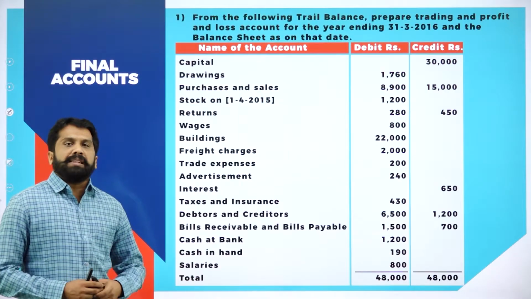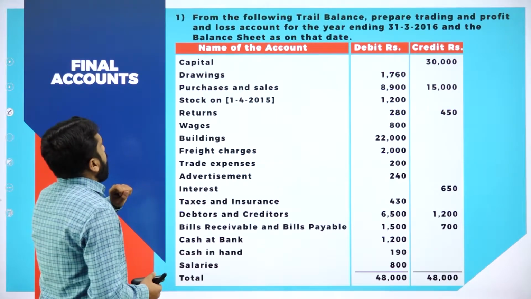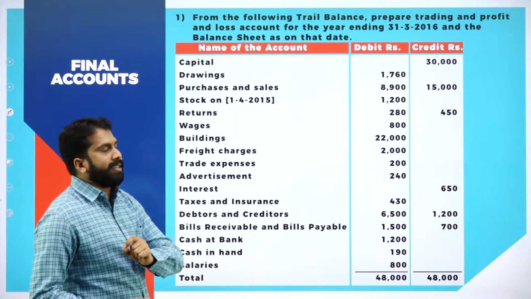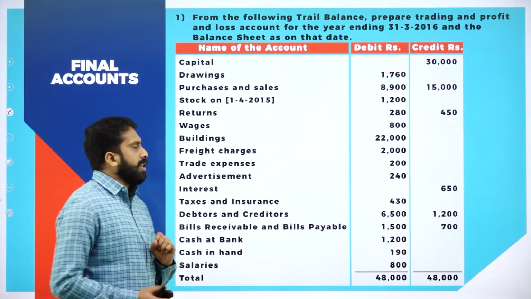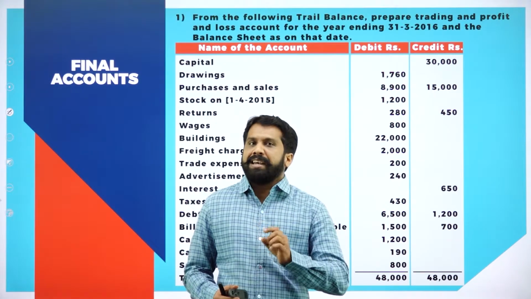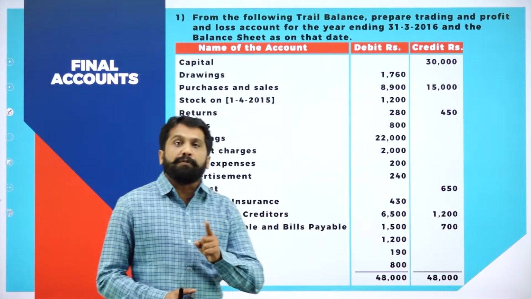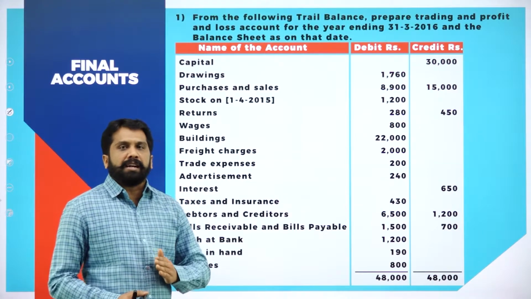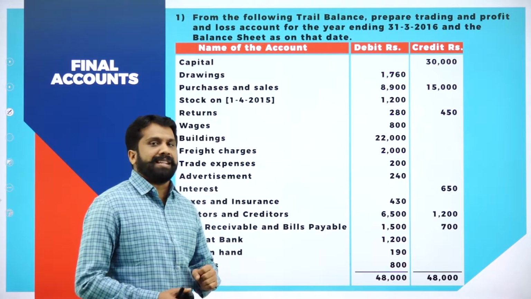This will be your trial balance question. From the following trial balance, prepare trading and profit and loss account for the year ended 31st March 2016 and the balance sheet as on that date. Now, these are the informations you have. In the first 3 sessions, I explained which will come under trading account, which will come under profit and loss, and which will come under balance sheet. Before we start our problem, first we'll classify which is trading, P&L and balance sheet.